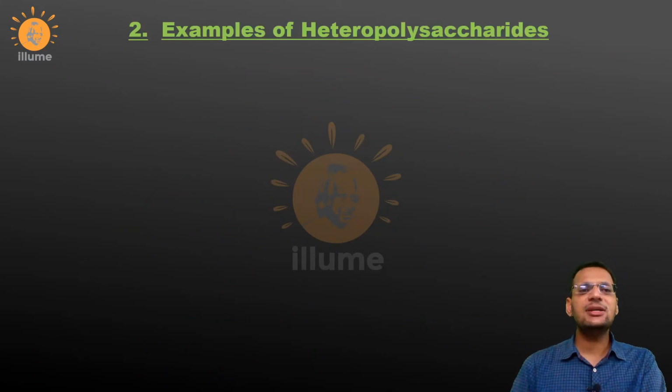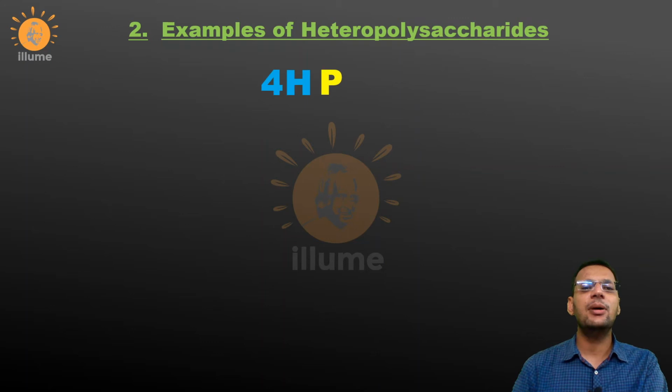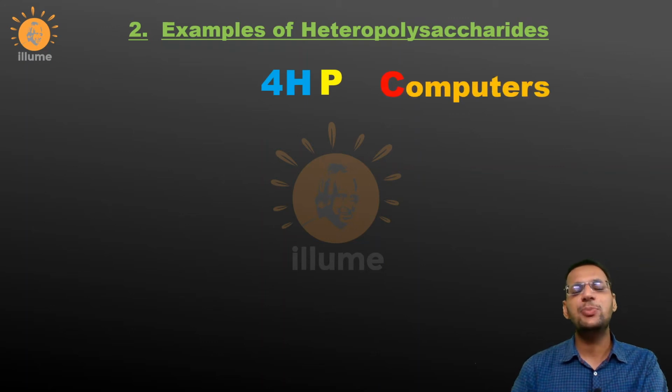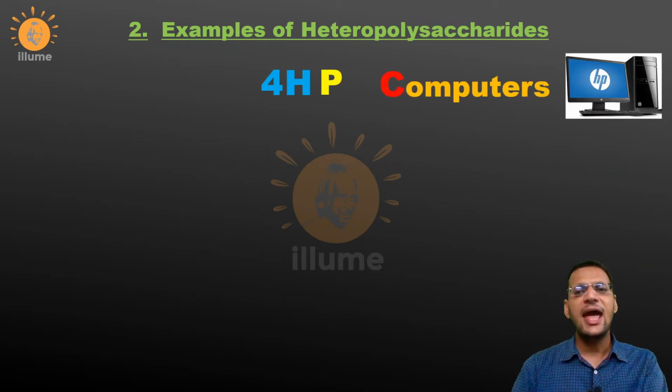Now the next mnemonic would help us to remember the examples of heteropolysaccharides. Now many a times in the exams such questions are asked. So to remember the examples of heteropolysaccharides, just remember that we have 4 HP computers. We have 4 HP computers. We very well know HP is a company that makes computers, Hewlett Packard. So by 4 HP computers we can remember the examples of heteropolysaccharides.